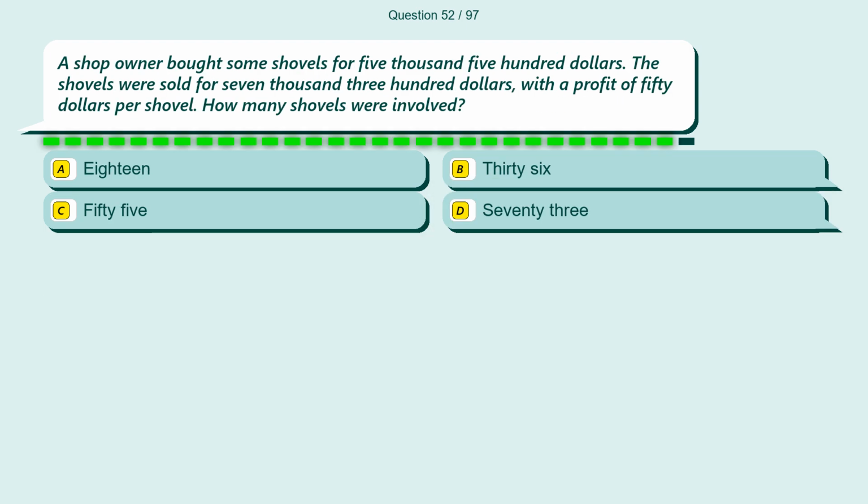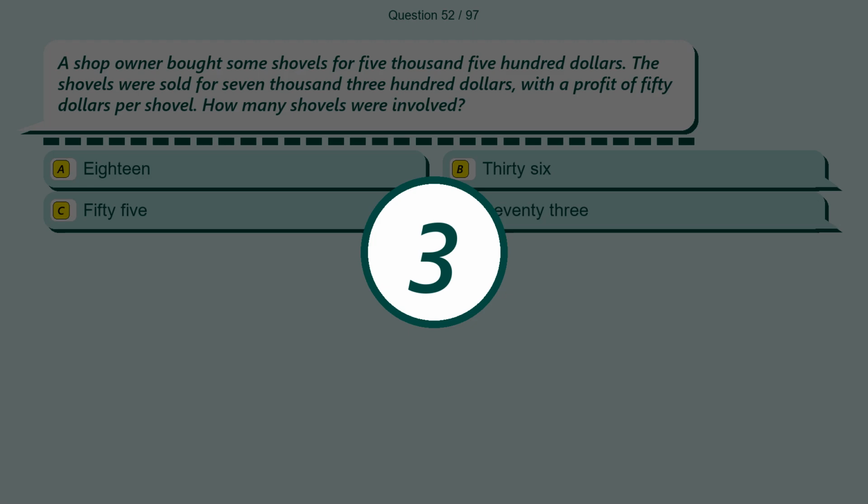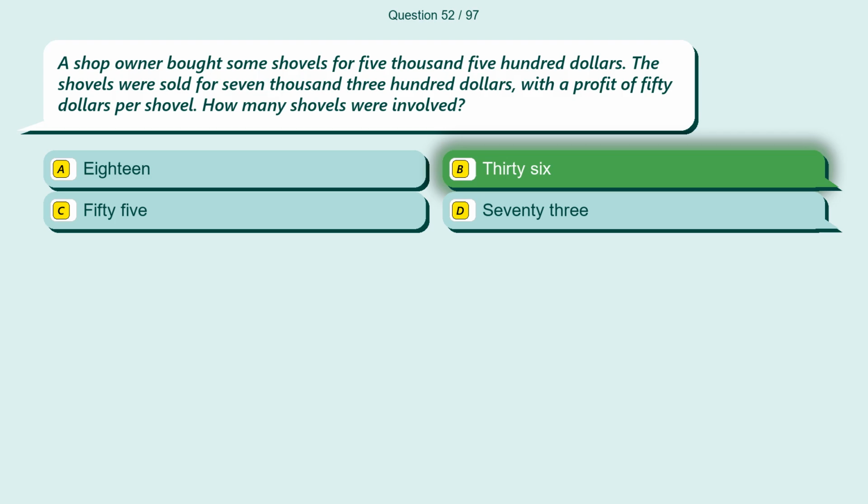Question 52. A shop owner bought some shovels for $5,500. The shovels were sold for $7,300, with a profit of $50 per shovel. How many shovels were involved? Option A, 18. Option B, 36. Option C, 55. Option D, 73. The correct answer is option B, 36.